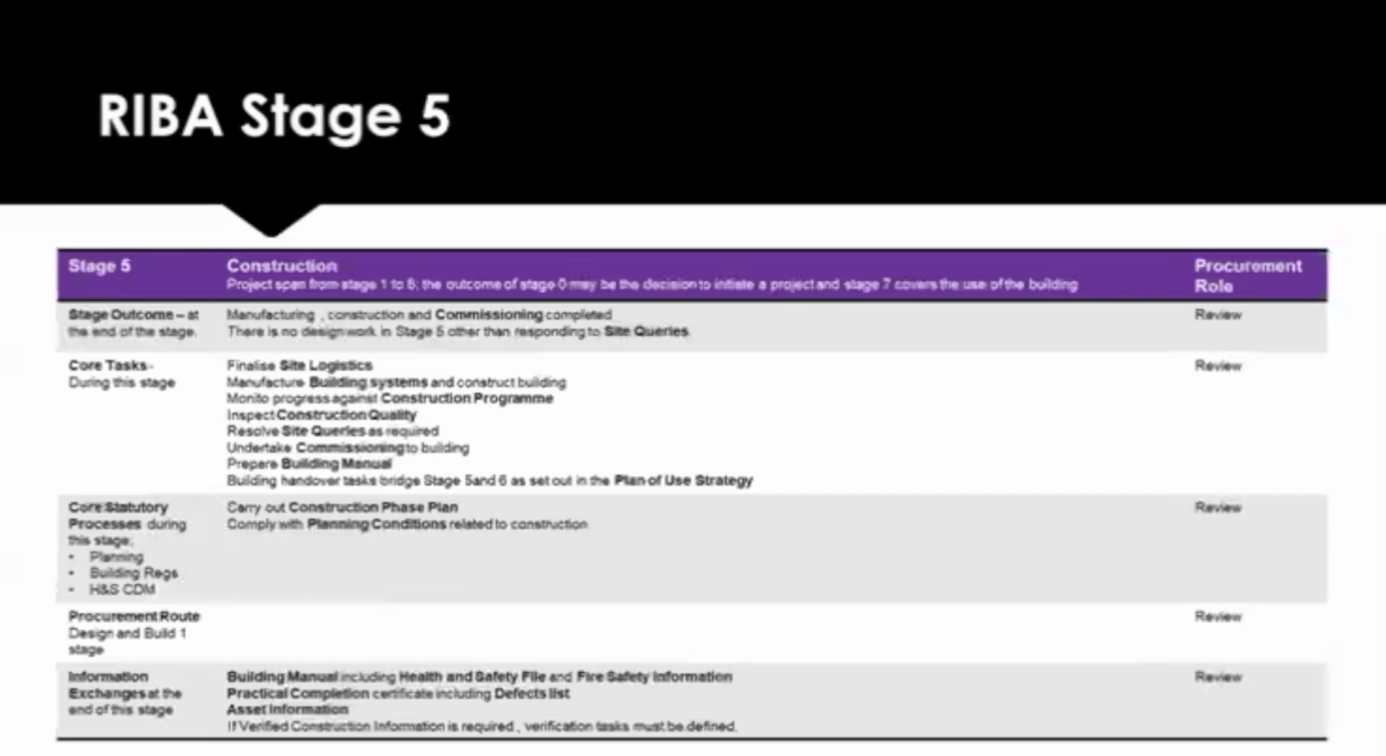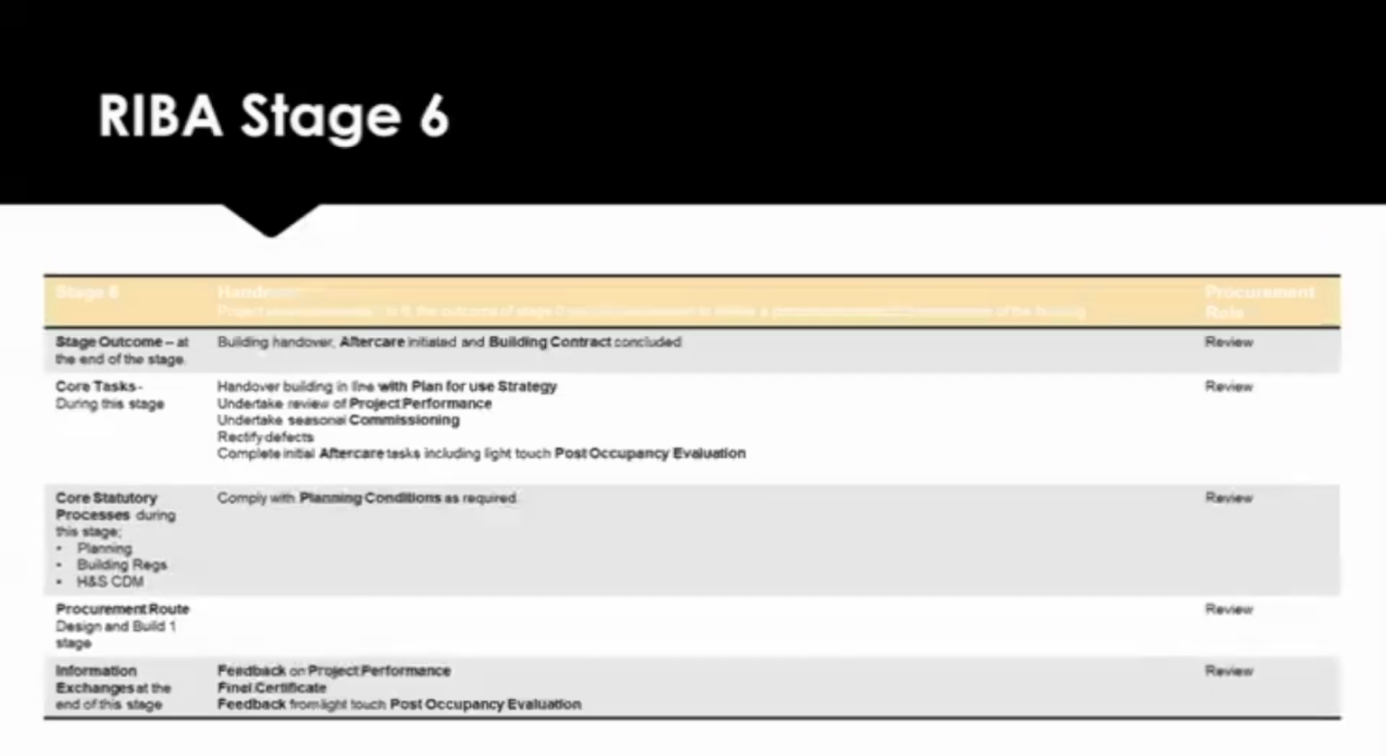When you're in RIBA 5, you're constructing the building at that particular stage. So you're on site, you're erecting the building, and you need to make sure that you've got your BIM, your health and safety, your asset information, and your practical completion at the end of RIBA stage 5. At that point, you hand the building over. And then you move into RIBA 6, the formal handover, where you get a final certificate and feedback on the project and how well things have gone.